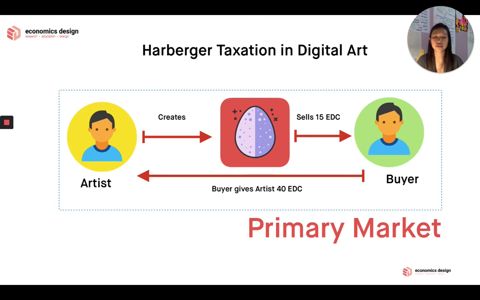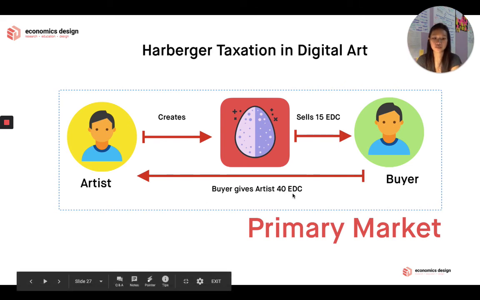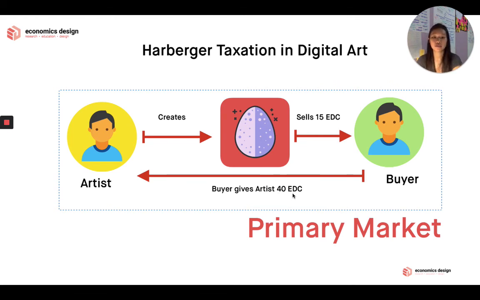And so this should be 15 coins, yeah? So he sells it to the buyer, and the buyer will give the coins to the artist. So the artist just gains pure profit. That's the general market that exists anyway.